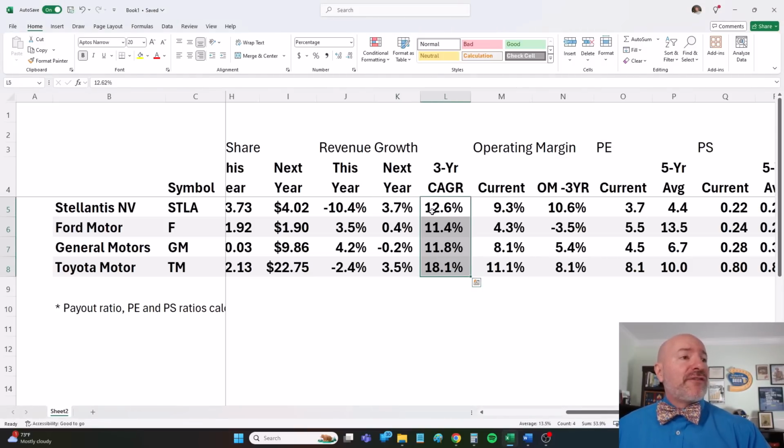Again, very important to find not just the near-term growth in revenue, but a little bit longer term to see what are they doing now? What are they expected to do next year?